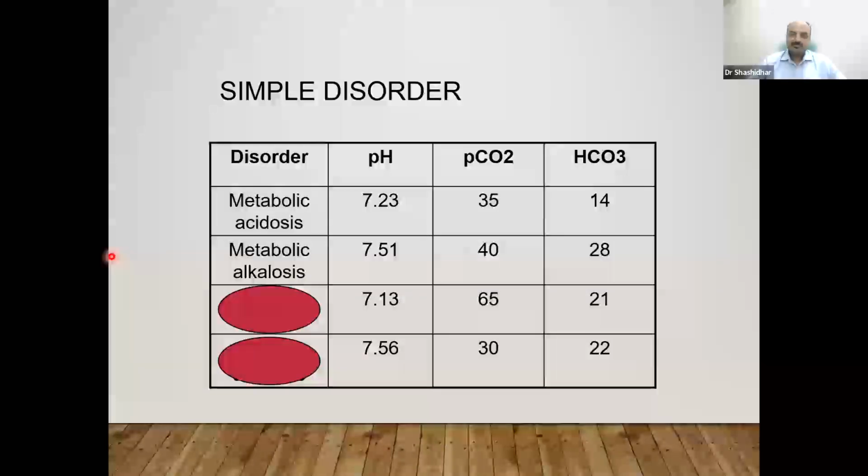Quite simple. pH is low, so acidosis. PCO2 65 can explain this pH, so it is respiratory acidosis. Last, pH of 7.56, PCO2 of 30, bicarb of 22. Alkalosis, PCO2 is low, so it is respiratory alkalosis. Bicarb cannot explain this. So these are the 4 simple disorders that you need to remember.